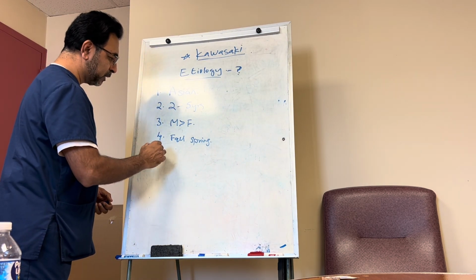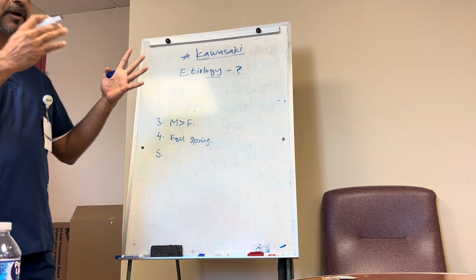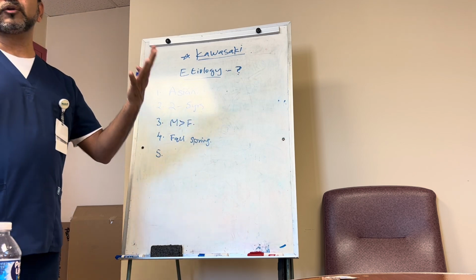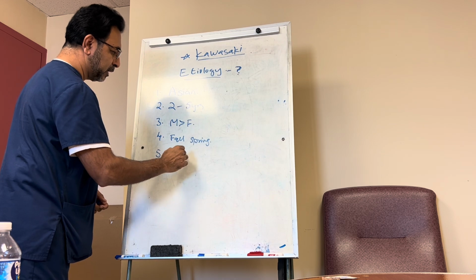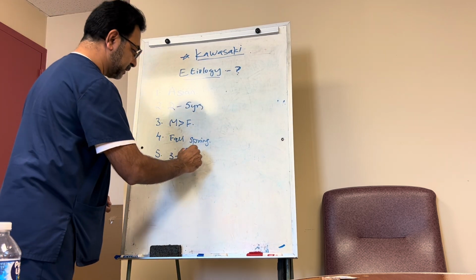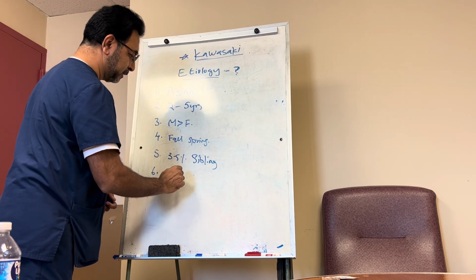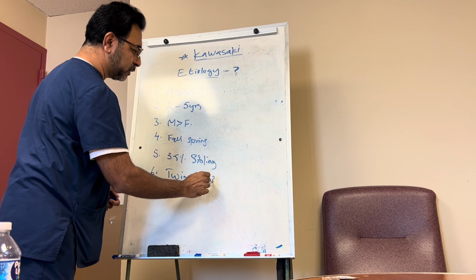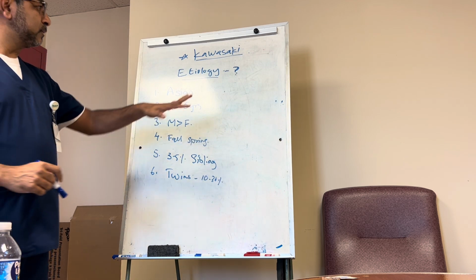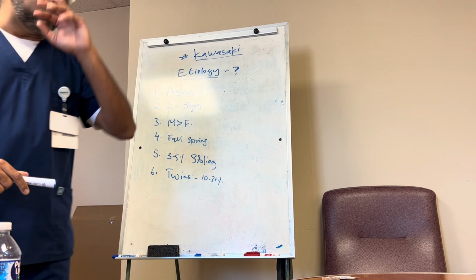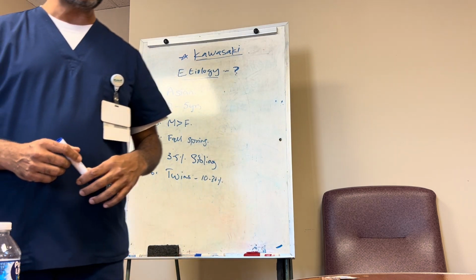Also, if one of the siblings has Kawasaki, other siblings in this age group are also prone to get Kawasaki. It's about 3 to 5% among siblings. If you have twins, especially identical, it's about 10 to 30%. So that's a little bit of the demographics of Kawasaki. Any questions?